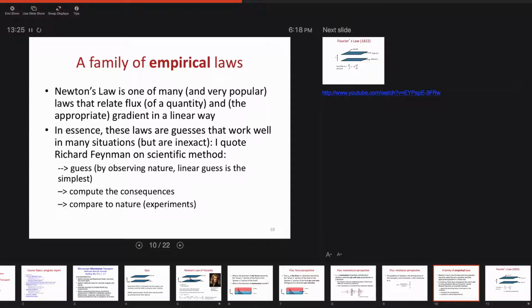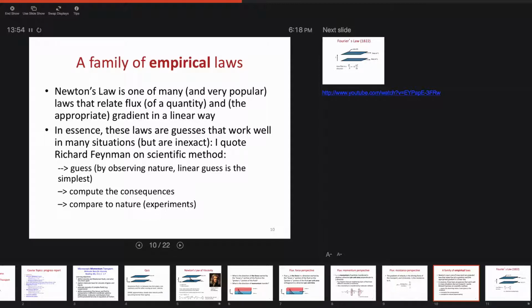This is part of the family of empirical laws. I connected it to Ohm's law just now. But we're going to just review these laws. They're all similar in nature, even though they showed up at different times in terms of how they were developed. So Newton's law is a very popular law to relate the flux of a quantity and the appropriate gradient.